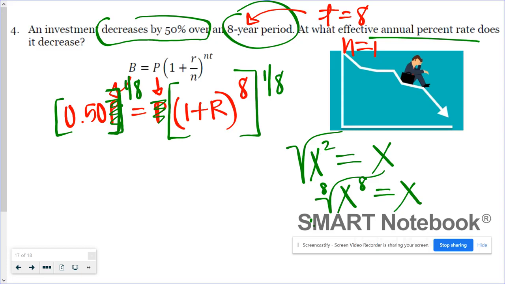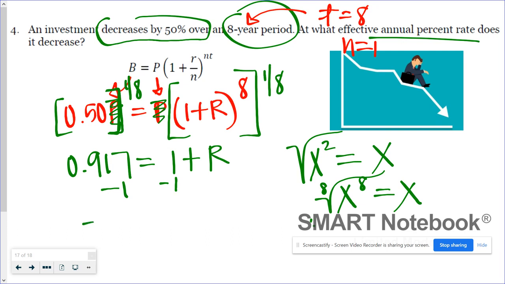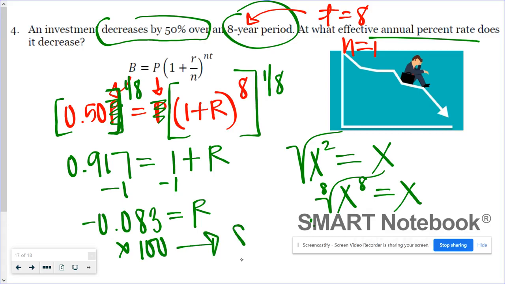Now, clearly, I want to use a calculator for that, and I did. And I got approximately 0.917. And so 0.917 is equal to 1 plus R. Then I just simply need to figure out what R is. So I can subtract 1 from both sides, and I get negative 0.083. So this is R, and of course I'd want to turn it into a percent. So if I multiply it by 100, that'll turn it into a percent. So I end up with negative 8.3% as that effective annual percent rate.